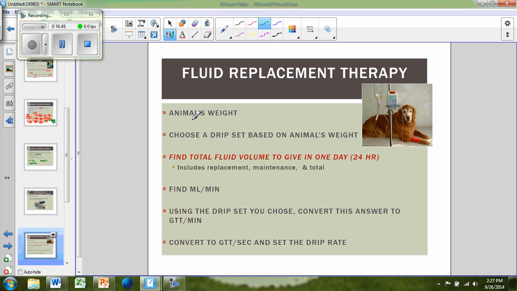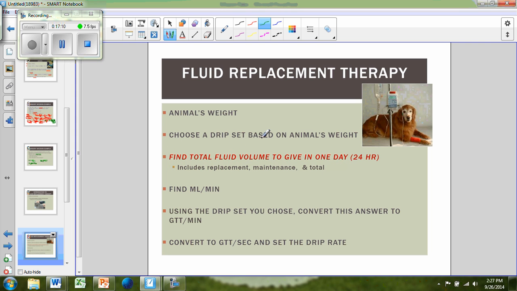So fluid replacement therapy, there is one main step that is different in fluid replacement therapy, and that is step number 3. Step number 1, again, we have our animal's weight. Step number 2, we're choosing a drip set based on the animal's weight, just like in our surgery infusion rate.